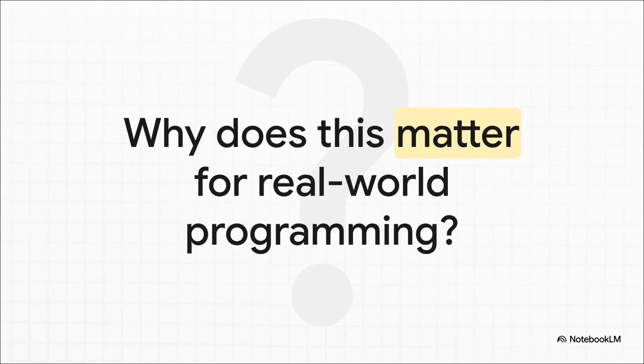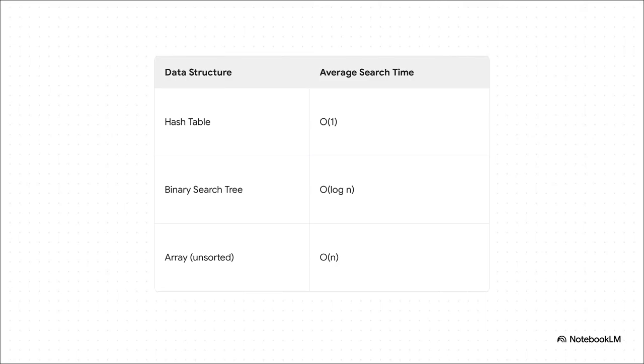So, we've gone through the theory, we've used the classroom analogy, but you might be thinking, okay, why does this actually matter when I'm just trying to build my app? How does this affect the real choices you make every day? Well, this slide is where it all clicks.